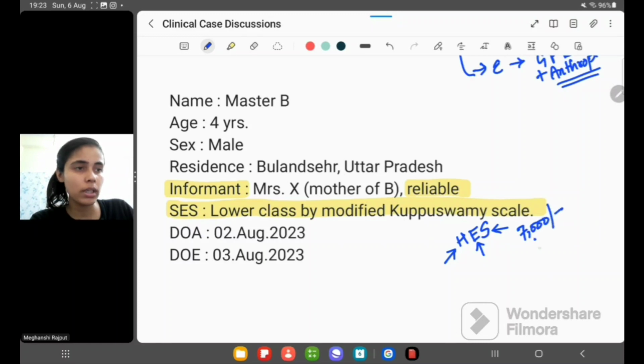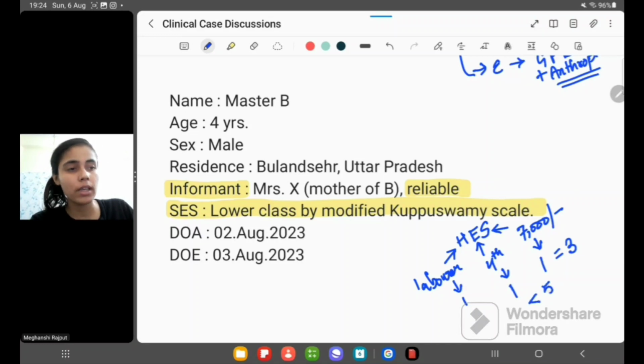So according to the CPI, we graded a score of 1. Education of the head of the family: the father is fourth standard pass, so it's primary level of education, 1. And he's a laborer by occupation, an unskilled worker, so it's 1, and the total is calculated to be 3. Anything less than 5 belongs to the lower class, 5 to 10 belongs to the upper lower.